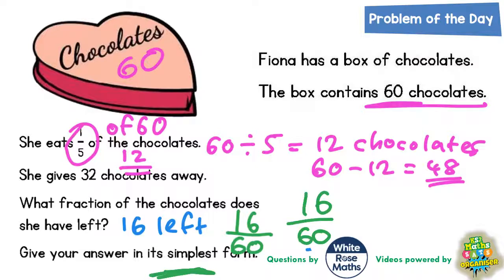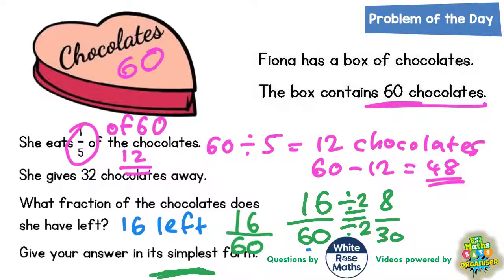Well, 16 and 60, we need to simplify a fraction, we need to find a number that they both divide by. Well, they could both easily divide by 2. So 16 divided by 2 is 8, and 60 divided by 2 is 30. Now the question is, could we simplify that again? That's an equivalent fraction. So 16/60ths is equivalent to 8/30ths.